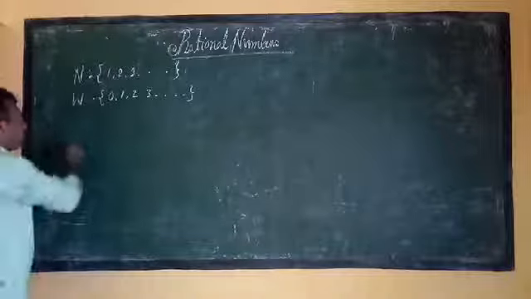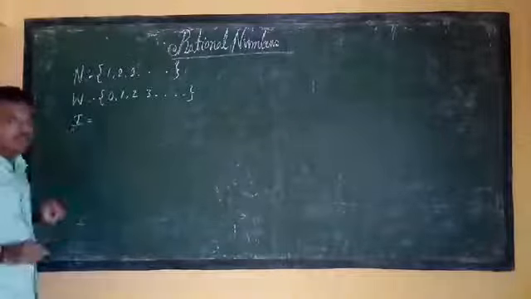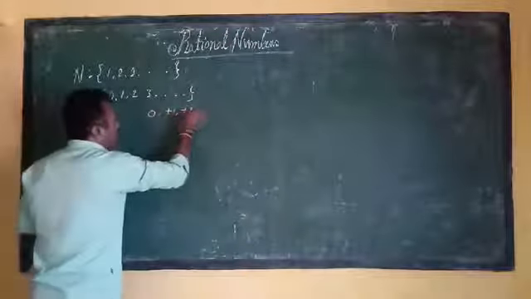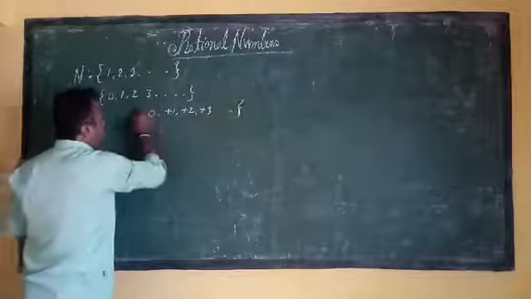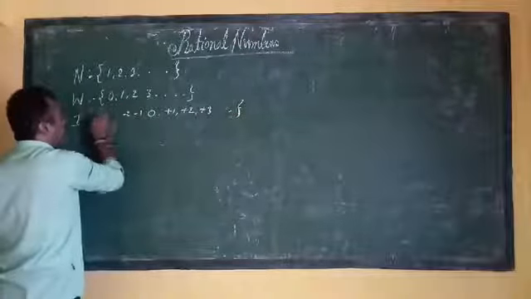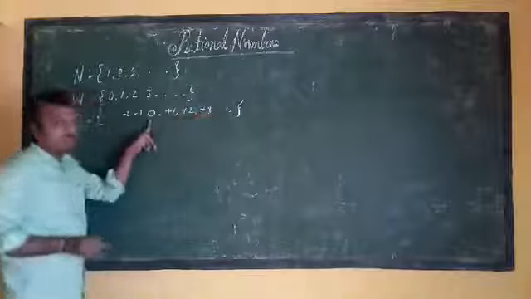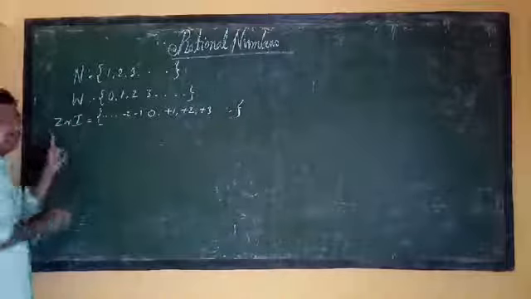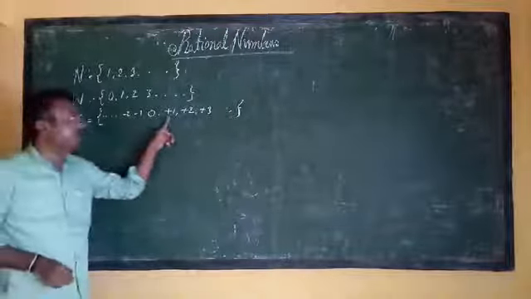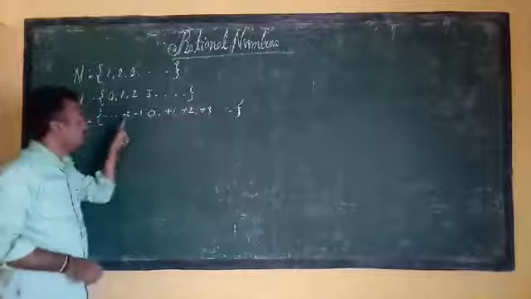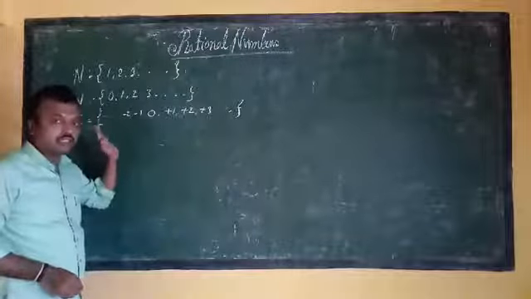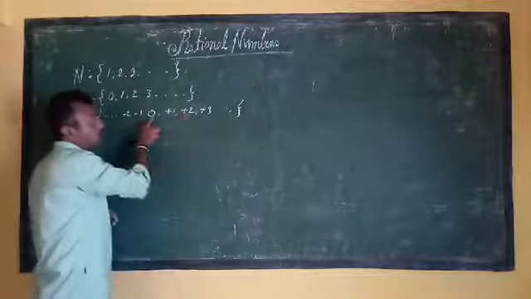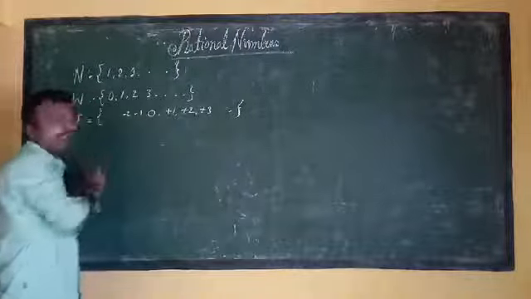Correct? Next one, integers. Integers means, see students, a set containing positive integers and negative integers along with 0 is called integers. Integers are represented by the letter I or Z. See here, the right side of 0 has positive integers, and the left side of 0 has negative integers.